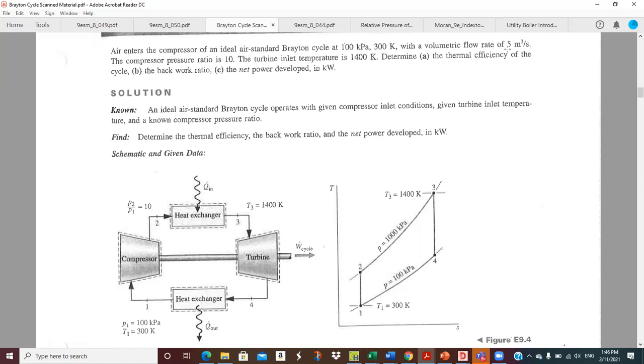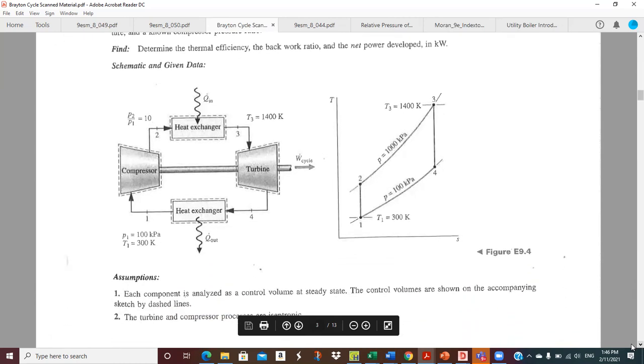Okay, but if you have the pressure ratio, that's really all you need in working the problem. Turbine inlet temperature is 1400 K, and determine the thermal efficiency of the cycle, the backwork ratio, and the net power in kW. So let's go ahead and look at this.